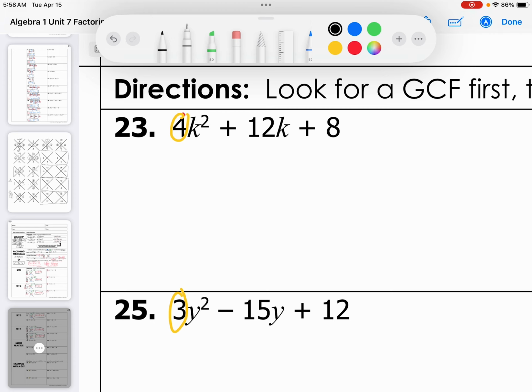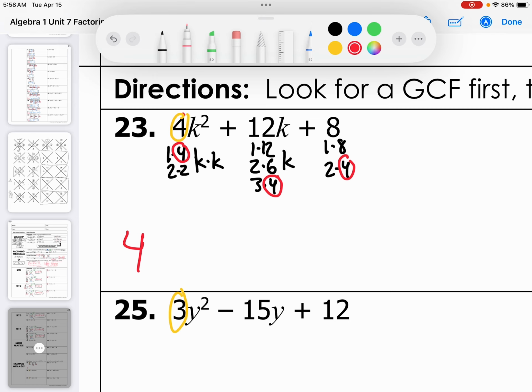So looking at this first one, the 4k squared, that would be 1 times 4 or 2 times 2, and k squared is k times k. For the 12k, we have 1 times 12, 2 times 6, 3 times 4, and then the k. And for 8, it'd be 1 times 8 and 2 times 4. So looking at what they have in common, the biggest thing that they all have is 4. So I'll take that 4 out. They don't all have a k, so I can't take out a k.